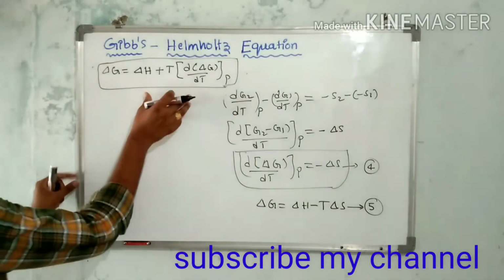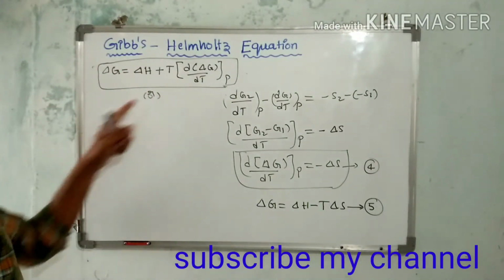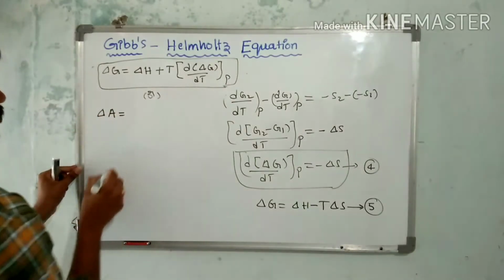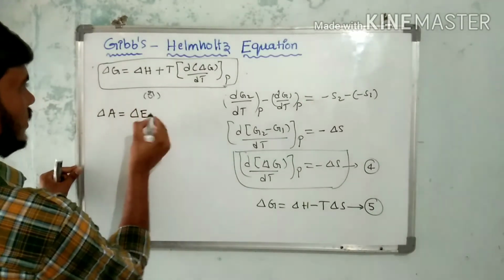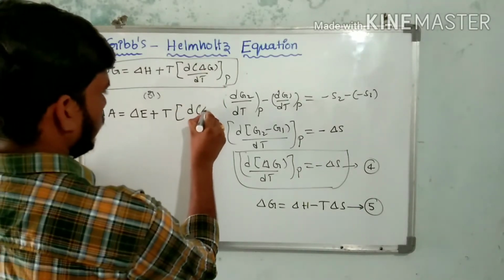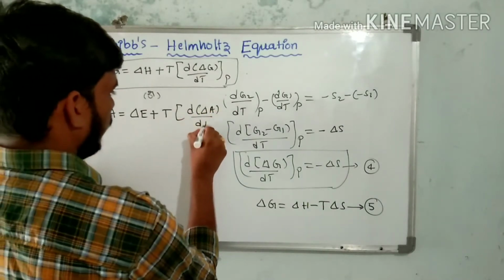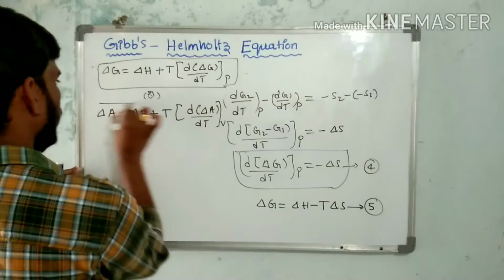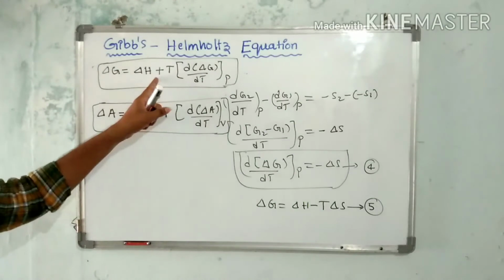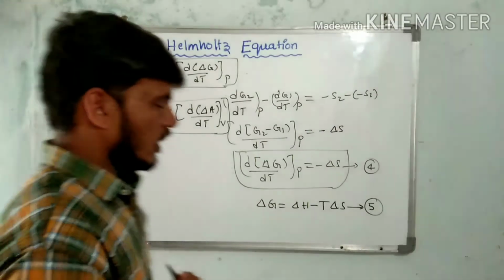This is in terms of Gibbs free energy, but in terms of Helmholtz free energy or work function, what happened? Change in work function is equal to change in internal energy plus T into dA by dT, the change in work function by temperature at constant volume. This is the work function form of the Gibbs-Helmholtz equation, and the earlier one is in terms of Gibbs free energy. This is the concept of the Gibbs-Helmholtz equation.